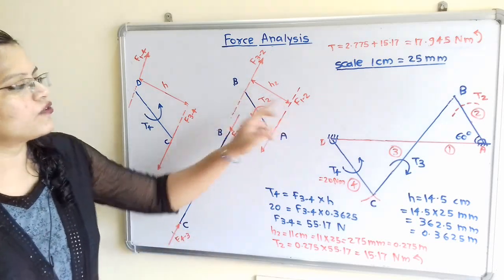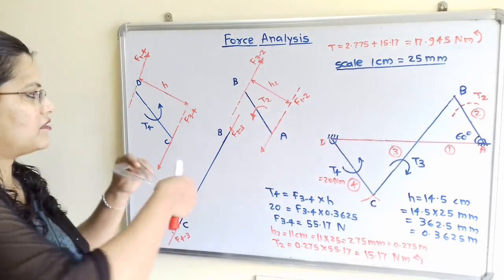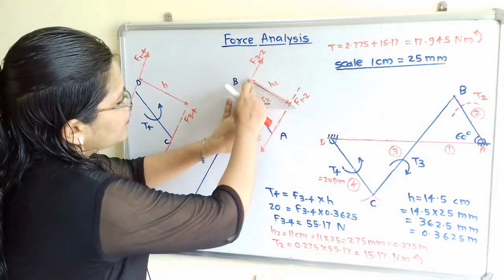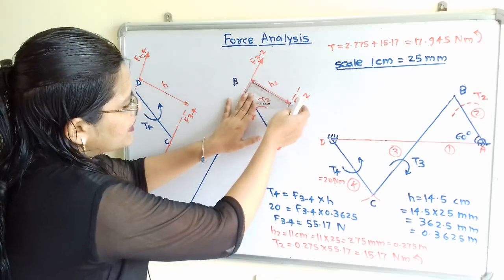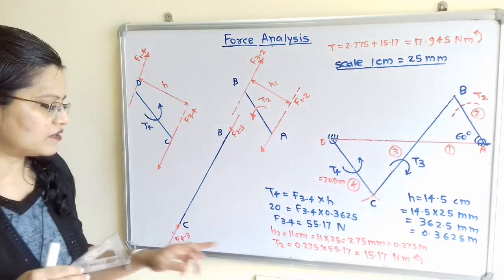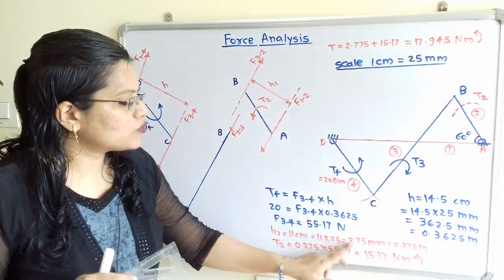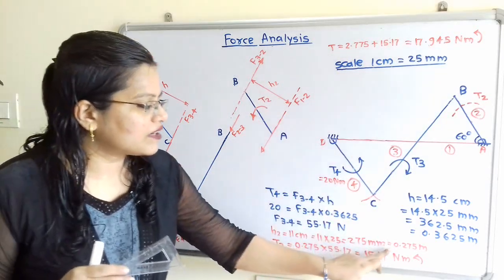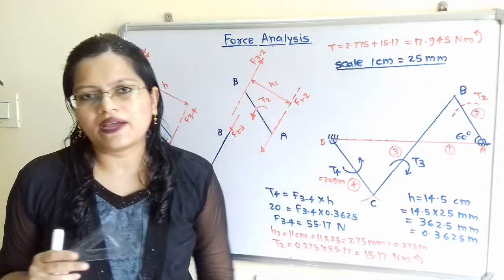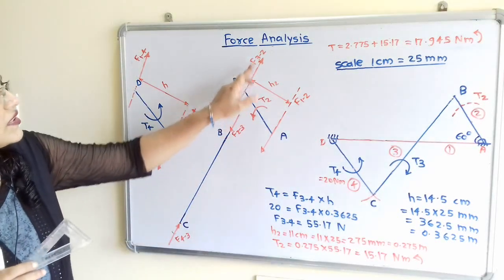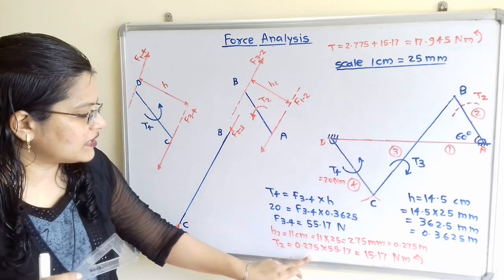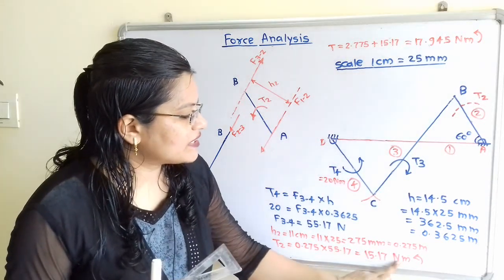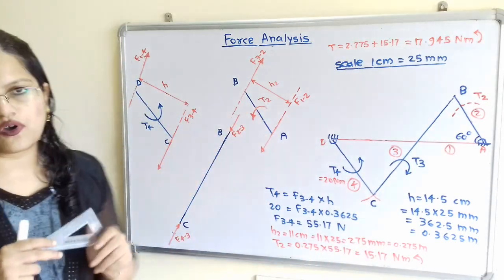Again we will find out the perpendicular distance with the help of this protractor. So we will align one edge with this one line, and this is the perpendicular edge. So we will measure this height h2, and if we measure this height h2, then it is 11 centimeter. So 11 into 25 is equal to 275 millimeter. But we have to find out the torque in Newton meter. So we will convert it into meter, 0.275 meter. So T2 is equal to this F of 3 to 2, that is 55.17, multiplied by 0.275, which is equal to 15.17 Newton meter, and direction is anti-clockwise.